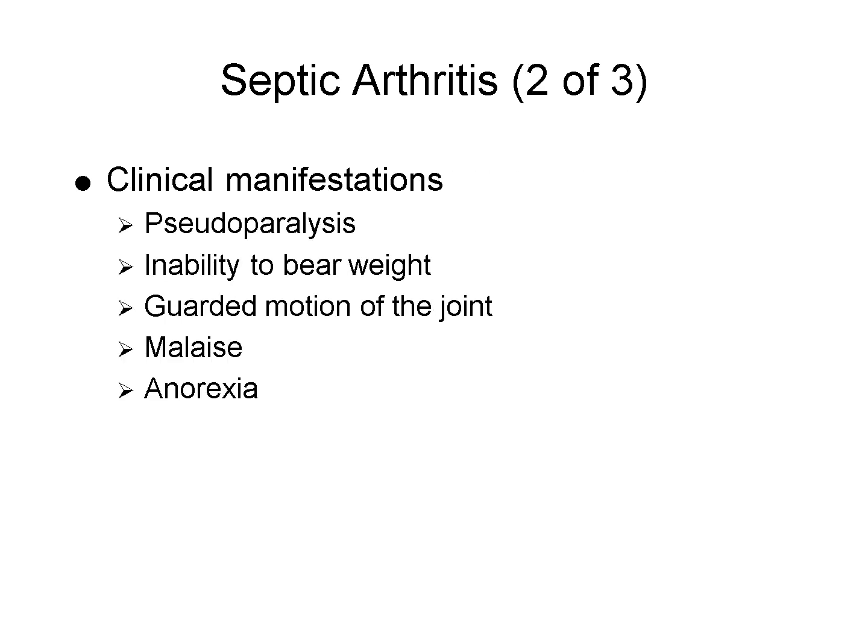Symptoms include pseudoparalysis, where the child refuses to move the affected limb, guarding, and inability to bear weight. Systemic symptoms include fever, anorexia, and general malaise. The infection progresses quickly and can cause permanent joint damage. Early recognition is critical to preserve joint integrity.